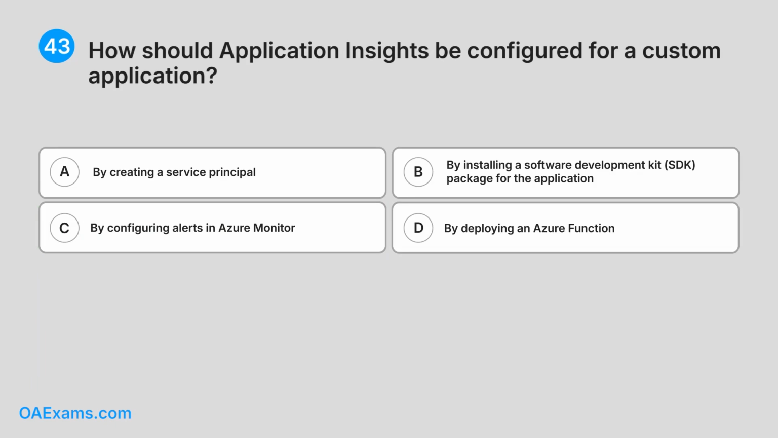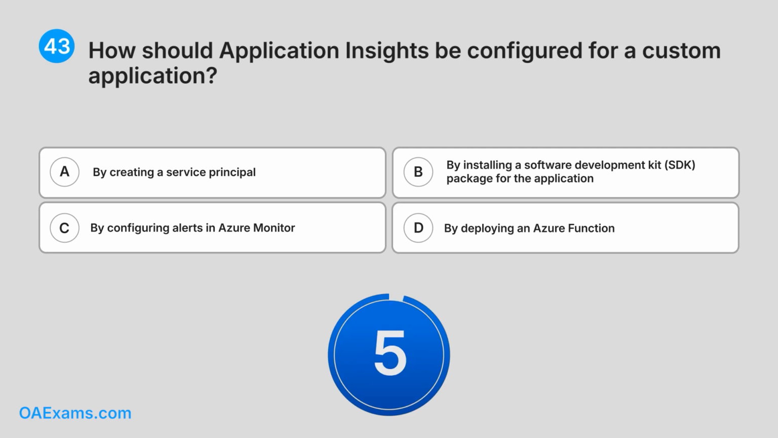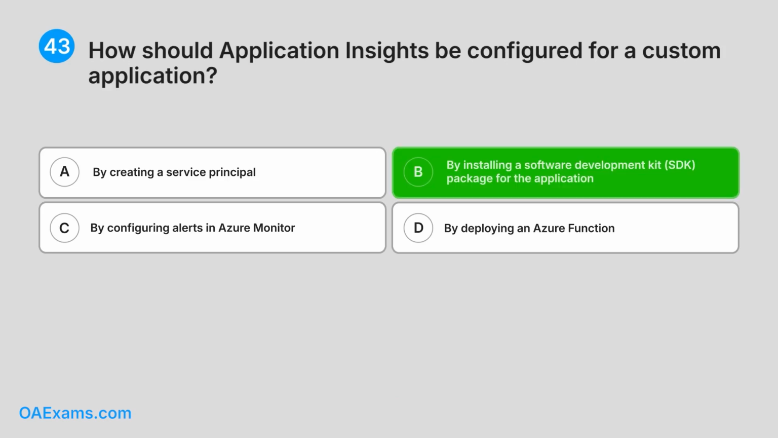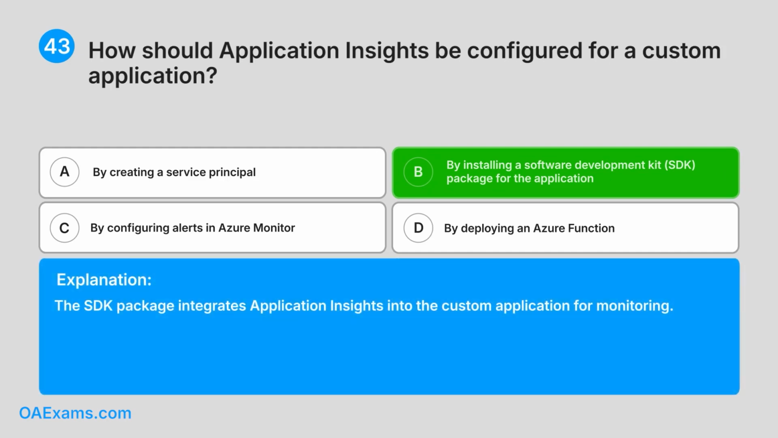43. How should Application Insights be configured for a custom application? A. By creating a service principal. B. By installing a software development kit, SDK package for the application. C. By configuring alerts in Azure Monitor. D. By deploying an Azure function. What do you think is the answer? Correct answer: B. By installing an SDK package for the application. Explanation: the SDK package integrates Application Insights into the custom application for monitoring.